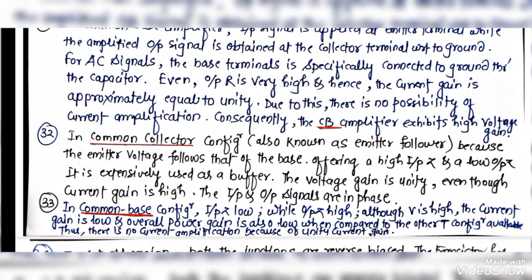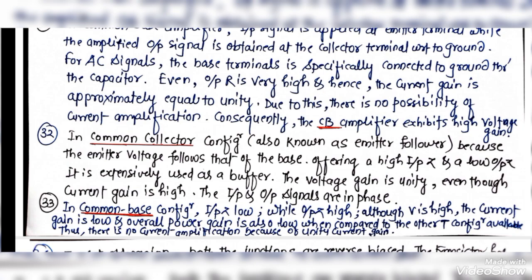In common collector configuration, also known as emitter follower, the emitter voltage follows that of the base, offering a high input impedance and a low output impedance. It is extensively used as a buffer. Voltage gain is unity. Even though current gain is high, the input and output signals are in phase.